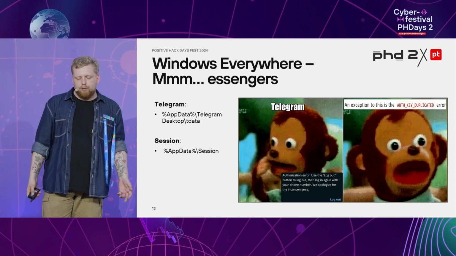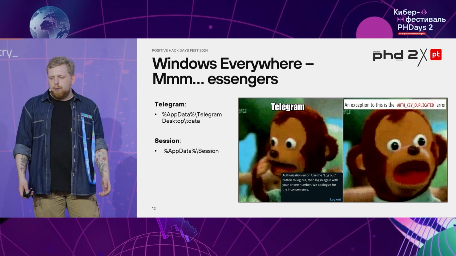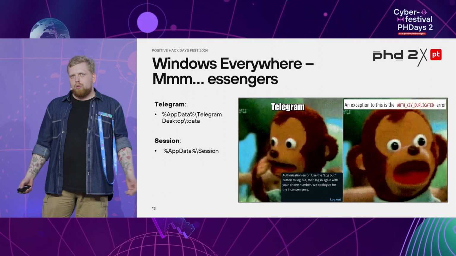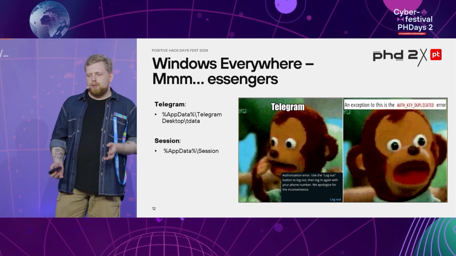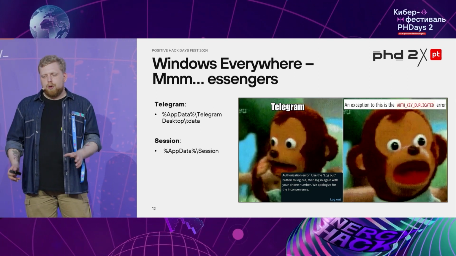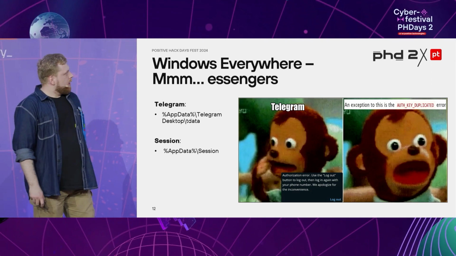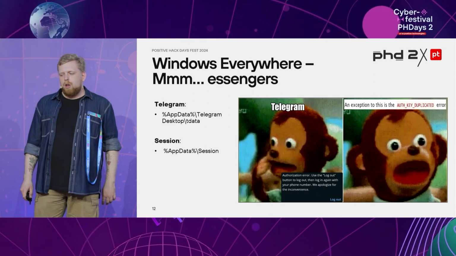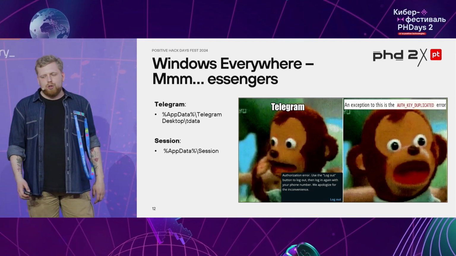Okay, so we have seen that we have the web browser, but also we have other communication tools such as messengers. The more popular ones are Telegram and Session. To avoid reverse engineering various databases, we can look at our host with Telegram or Session installed. We can check those user catalogs.